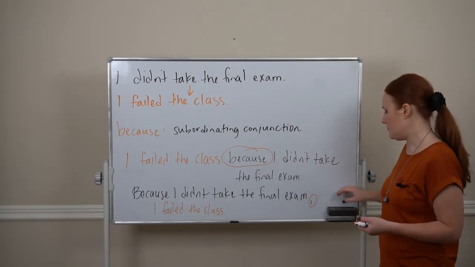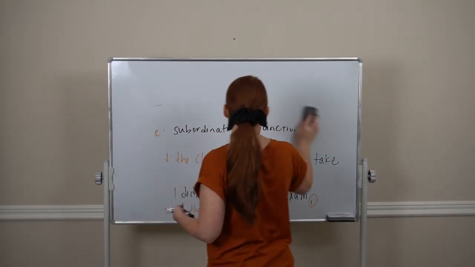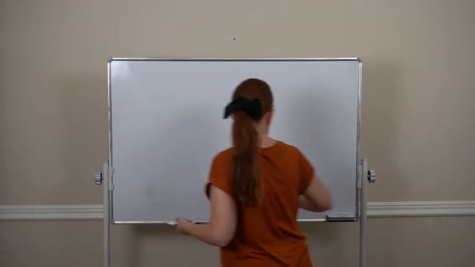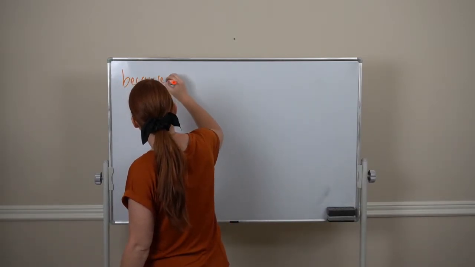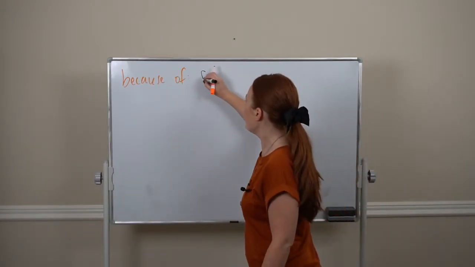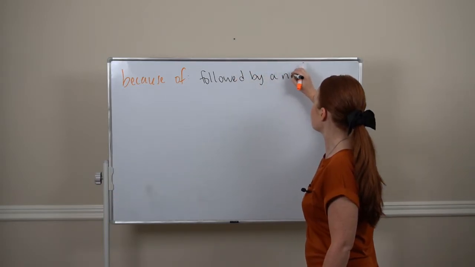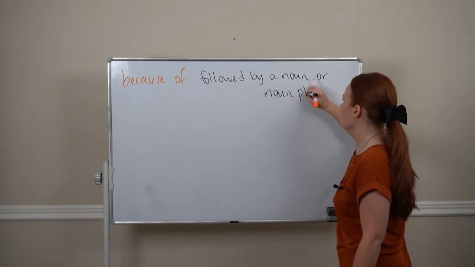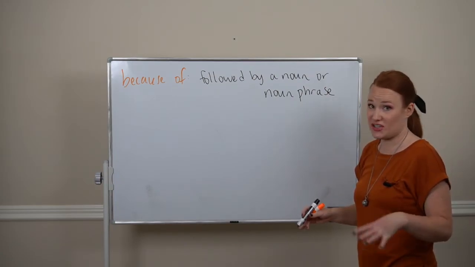I didn't take. We also have the option of because of. Because of has to be followed by a noun or a noun phrase. So it can be a couple words that all describe the same noun. But it can't be a clause. No subjects and verbs.